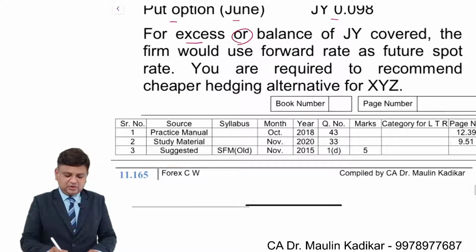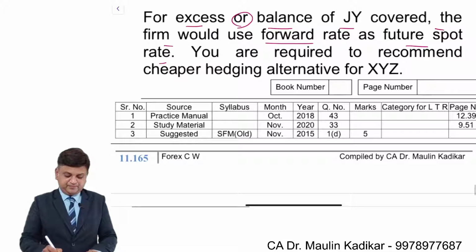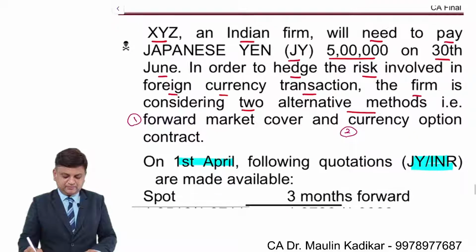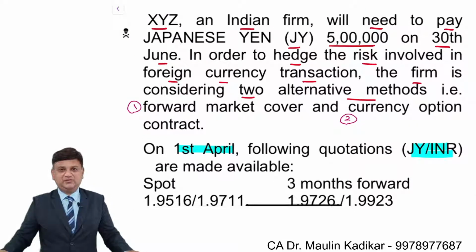For excess or balance of the Japanese yen covered, the firm would use the forward rate as the future spot rate. You are required to recommend cheaper hedging alternative for XYZ. That is the question. Please go through the question, all of you.